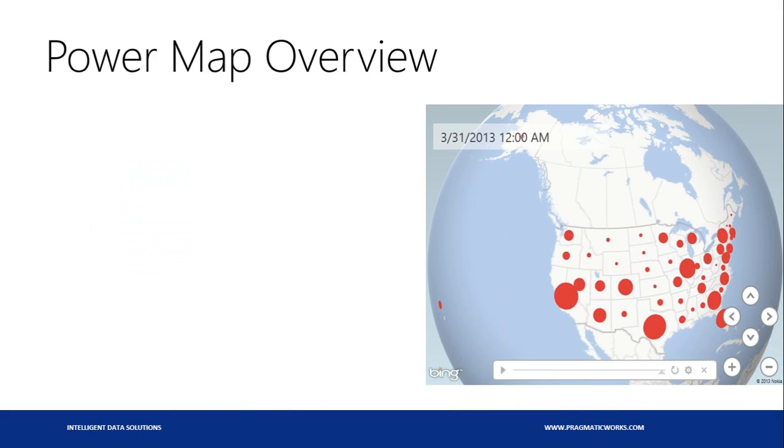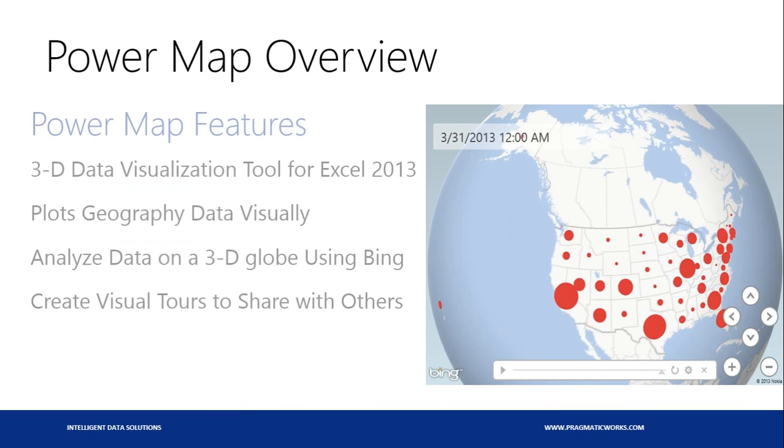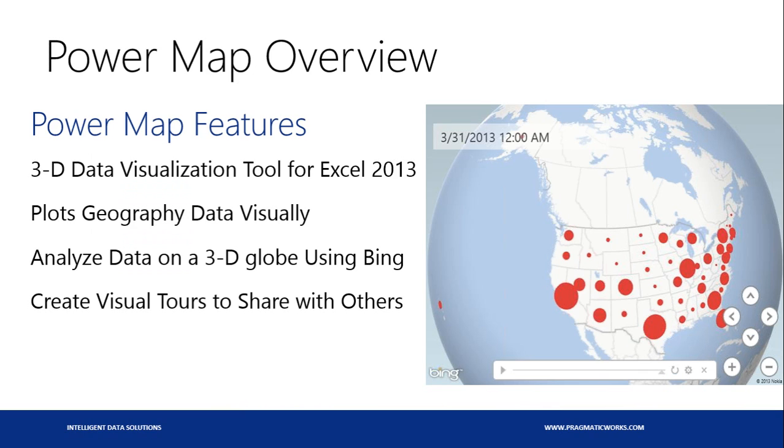All right, so that is kind of the introduction on why you need Power Maps. Power Maps is great at taking geographical data and placing it on a 3D globe like you see on my screenshot on the right-hand side. A couple of the features that you get with Power Map are a 3D visualization tool. It's this 3D globe, like you see on the far right, that's built into, and really it's an add-in for Excel 2013.